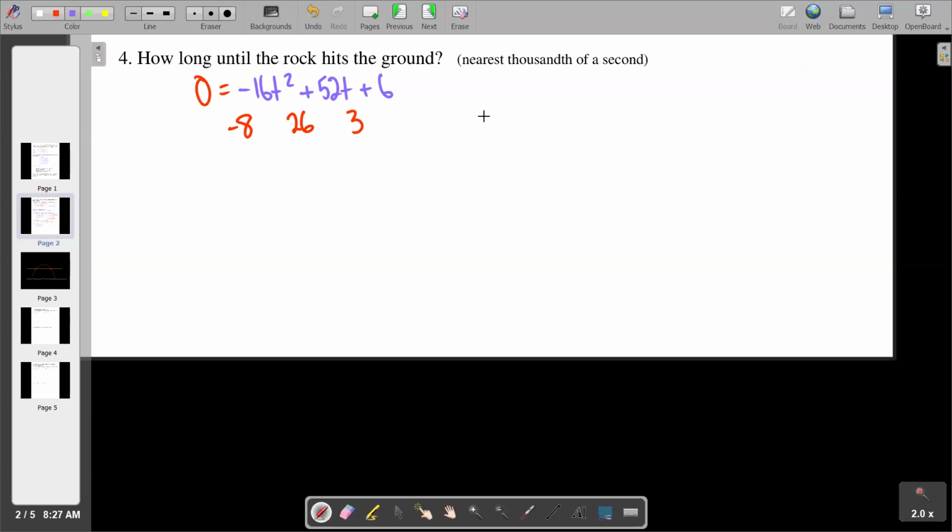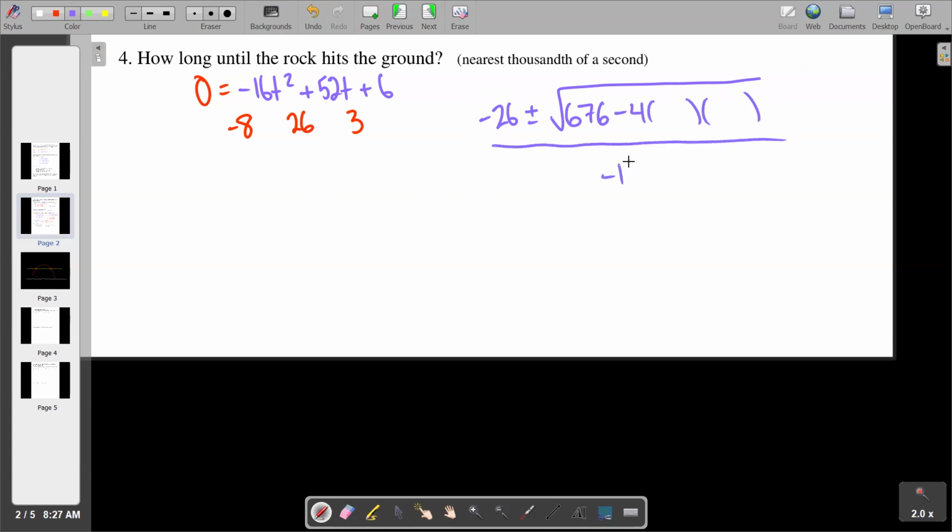So our quadratic formula is going to say -26 plus or minus the square root of b squared, 676, minus 4 blank blank, all over double A, -16. And what goes in the blanks? Nice. Is this going to be a plus or a minus? This one will be a plus. So what I'm going to type into my calculator this time is 676 plus 32 times 3, 96. So the inside of your square root should be 772.